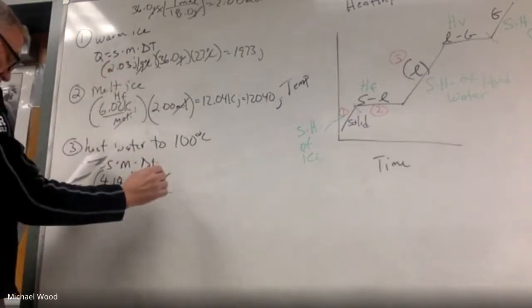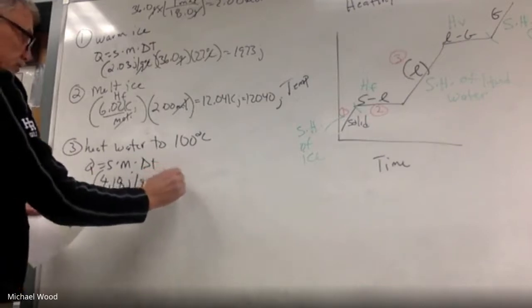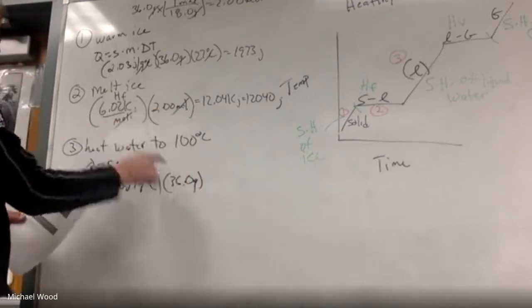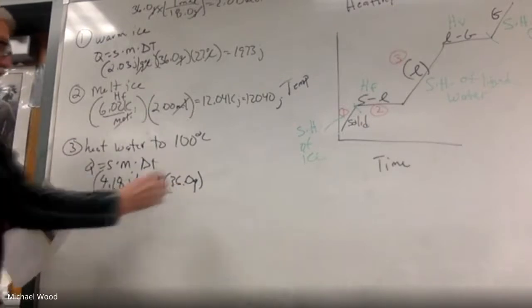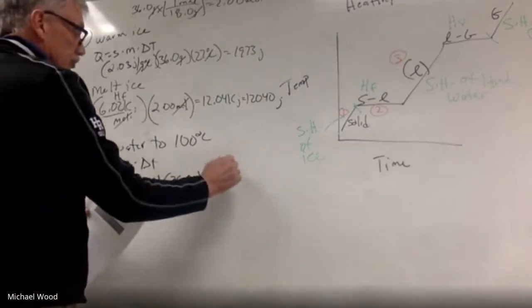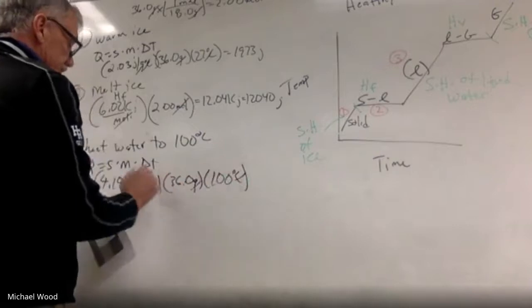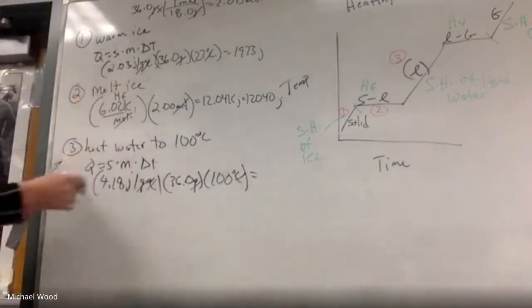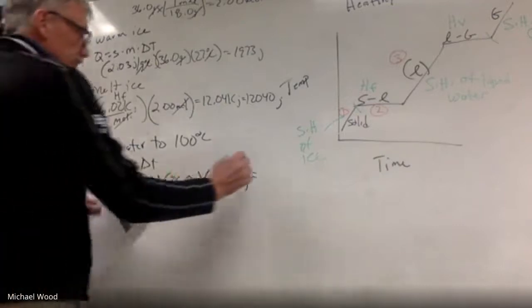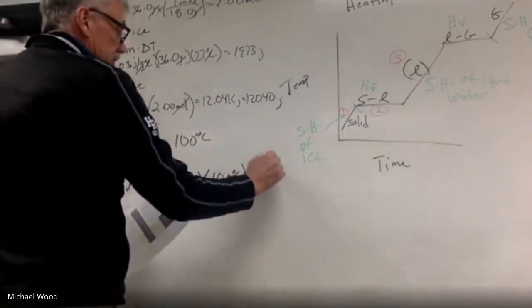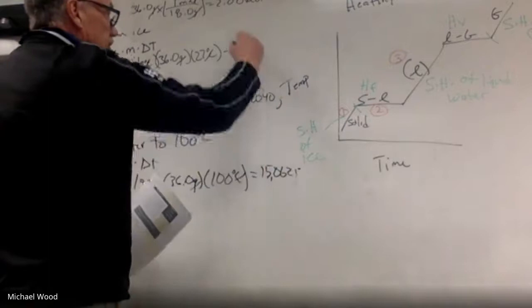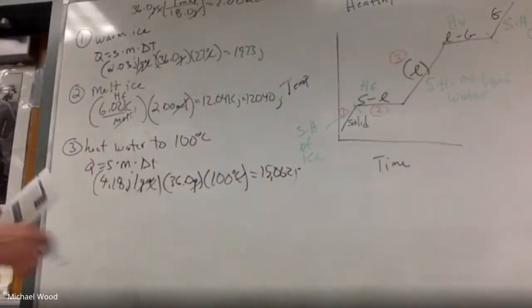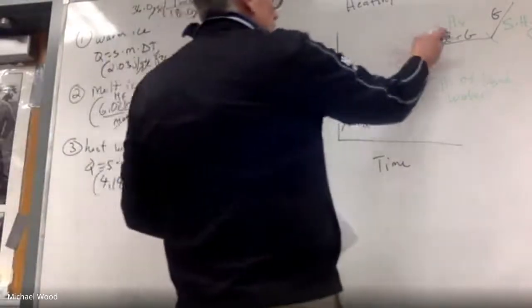So the mass is 36 grams. And again, notice here I use moles because of the unit. Here I'm using grams because of the unit. And the change in temperature will be 100. And my unit here will be joules, just like it was there. So this gives me 15,062 joules. And in the end, I'm going to add all these up. Okay, so that got the water up to here.